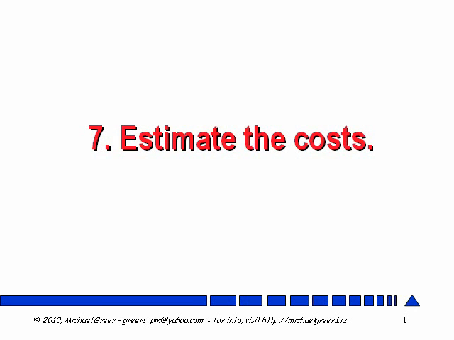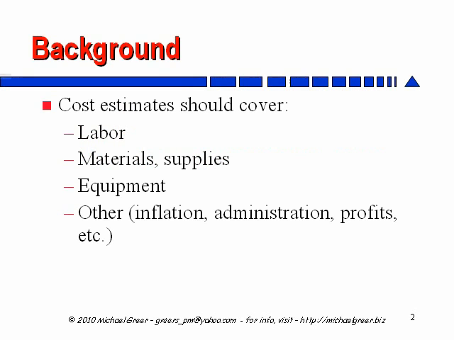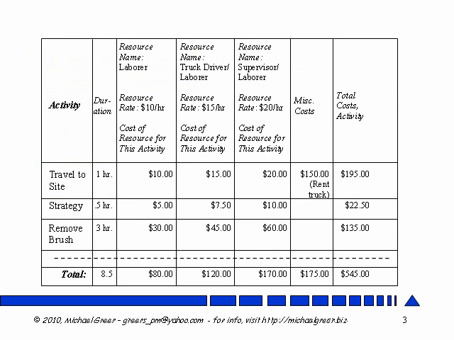Now let's move on to step 7, estimate the costs. This is the last of our detailed planning steps. Cost estimates should cover labor, which is typically the largest cost associated with a project, as well as materials and supplies and equipment. And then there are other costs that it's up to your organization to decide you want to build into your costs, such as the cost of inflation or profits or to recover administrative costs and that sort of thing. So it's up to you and your organizational financial people to decide what you want to capture in a cost estimate.